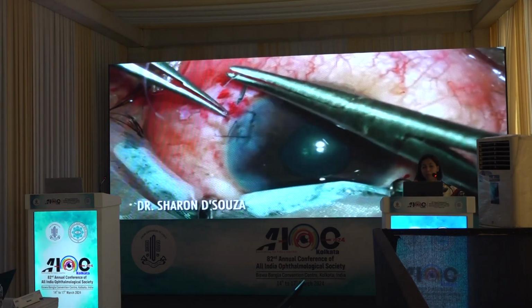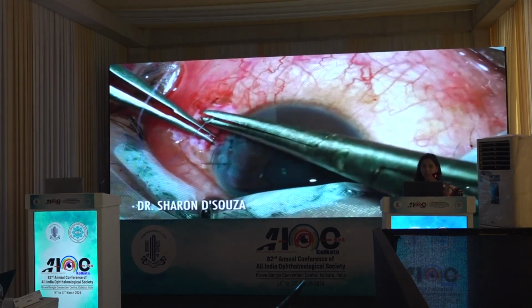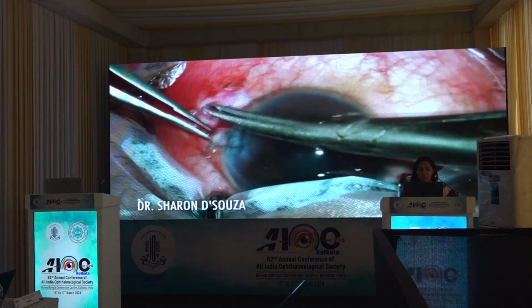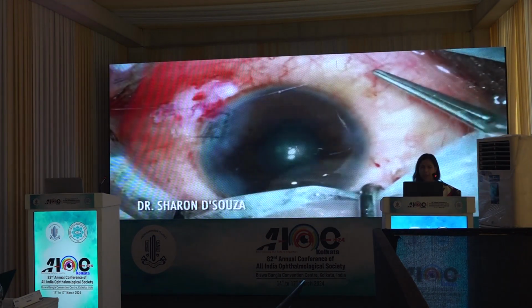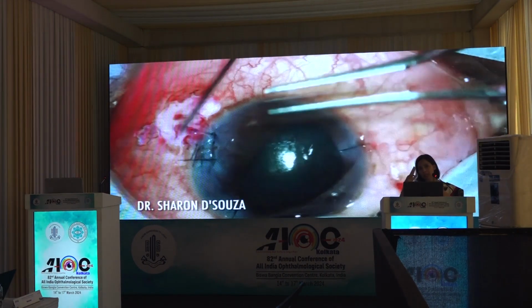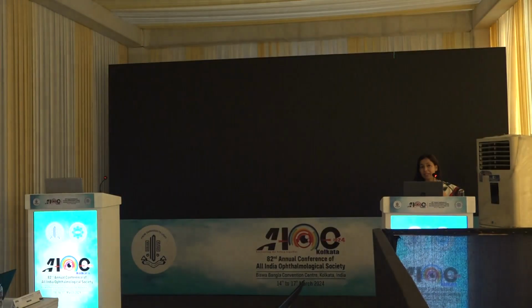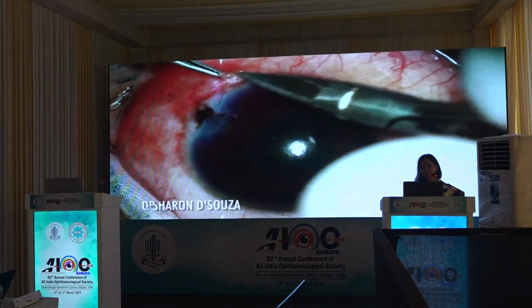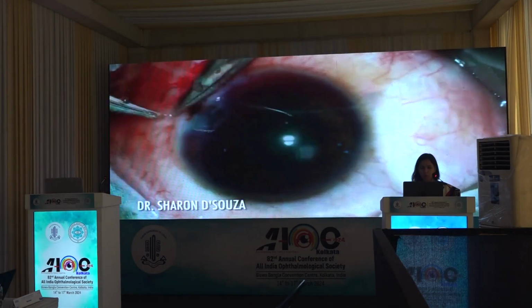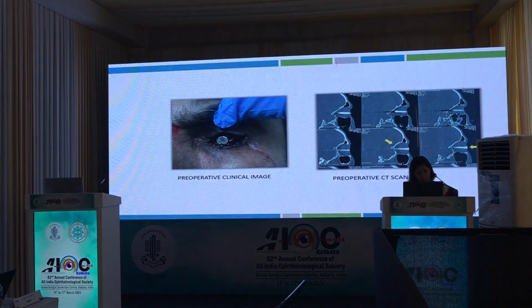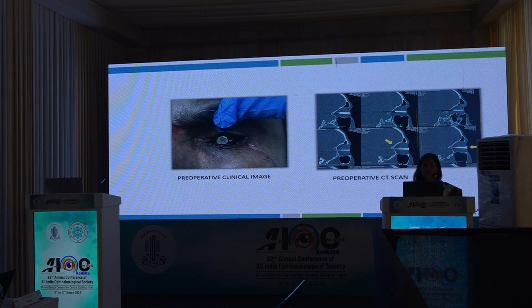The iris may keep prolapsing, especially if it's an older injury and the patient has not come immediately, so the iris will have a memory which will keep coming. If it's a day-old injury, we do not need to abscise the iris. It can be reposited. However, if it's an older injury, then we may need to abscise the iris to avoid this.